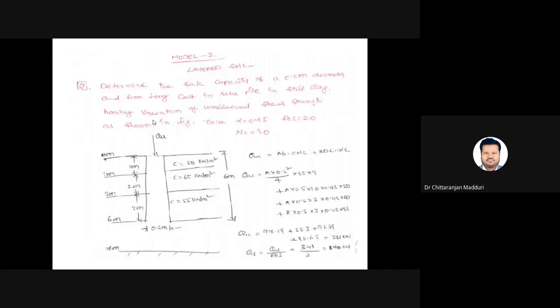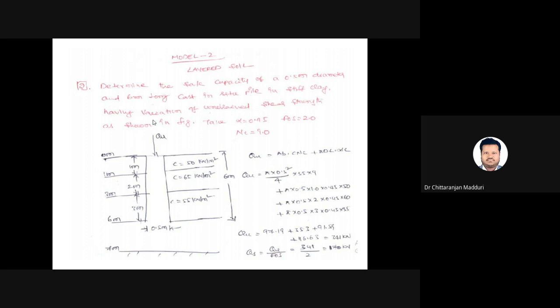So this is a layered soil. Model 2, layered soil. Determine the safe capacity of a 0.5 meters diameter and 6 meters long cast in situ pile in stiff clays, having variation of undrained shear strength as shown in the figure. Take alpha equal to 0.45, factor of safety equal to 2.0 and Nc value equal to 9.0. So for the ultimate load carrying capacity, we have the formula Ab into c Nc, it is a circular pile, plus pi d L into alpha into c.